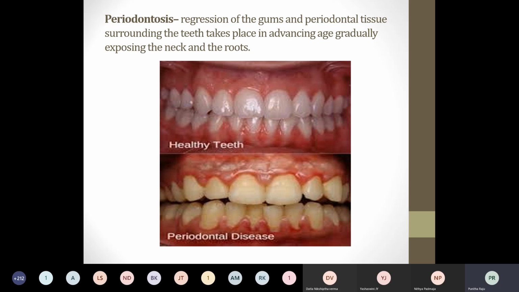So once this regression happens, normally only the crown of the teeth is visible. You don't see the neck as well as the root. So once the regression happens, you can see the crown, you can see the neck to some extent, and if this regression progresses, you can also see the root and the teeth will fall down. So that is called as periodontosis. Okay. So normally this periodontosis is most commonly seen in poor oral hygienic condition. So in those cases you see this periodontosis.